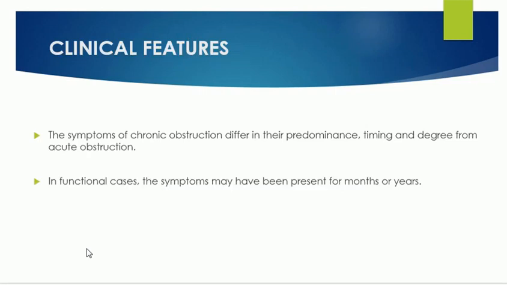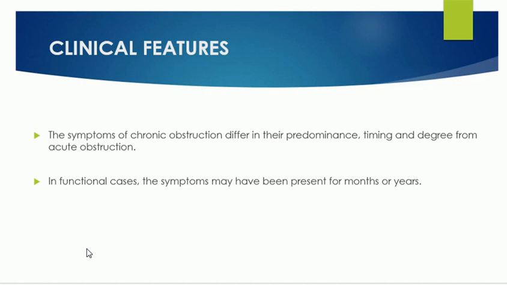Now, how do the symptoms of chronic intestinal obstruction differ from acute intestinal obstruction? They differ in their predominance. That means the symptoms which occur in acute intestinal obstruction and the symptoms which occur in chronic intestinal obstruction are predominantly different. The predominance of symptoms varies with chronic intestinal obstruction as compared to acute intestinal obstruction.